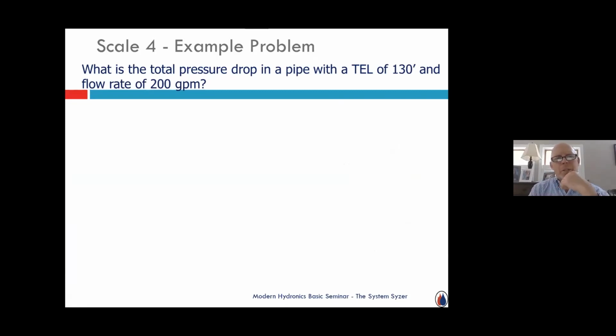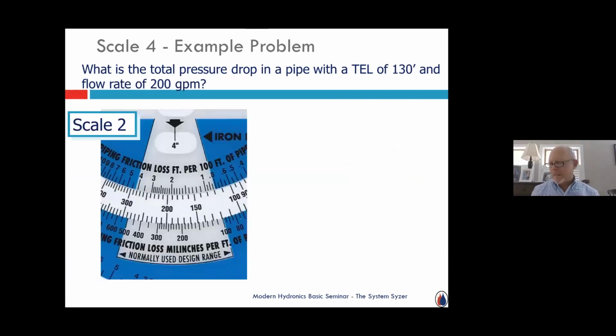So then you can ask the question, what is the total pressure drop in a pipe with a TEL of 130 and a flow rate of 200 gallons a minute? Well, the first thing you'd have to say is, what pipe do I need? What's a good industry selection for 200 GPM? And using scale 2, using the wheel and rolling it around, I come up with 4-inch iron. There's my 200 gallons a minute.